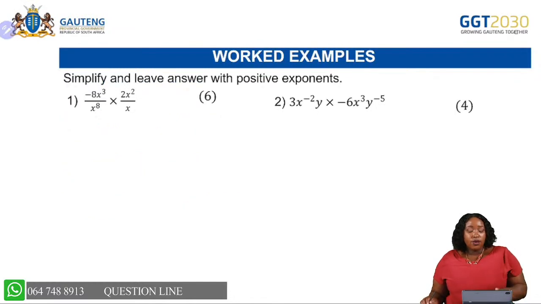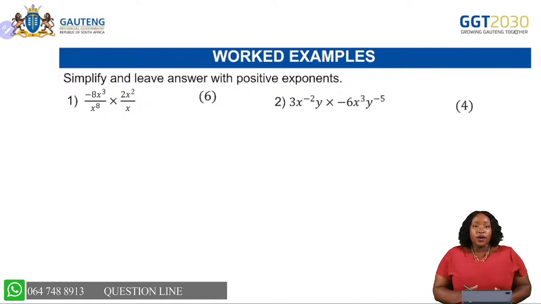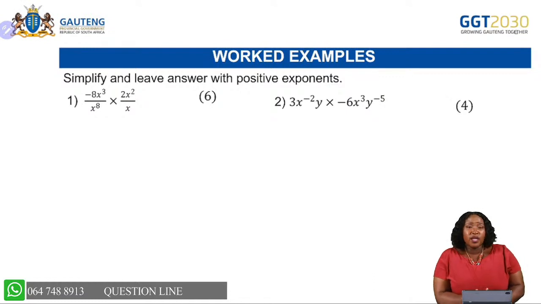Right, so let's look at these two examples. So now we are just going to apply that law we've just learned and work with our integer exponents, okay? So number 1 would be out of 6 marks in a typical test, okay? We'll see where we get some of those marks when we do the steps.